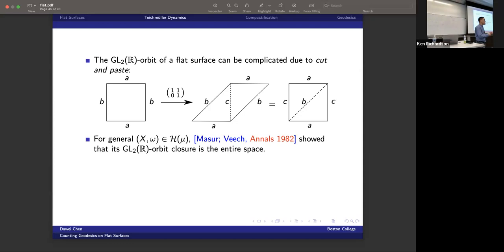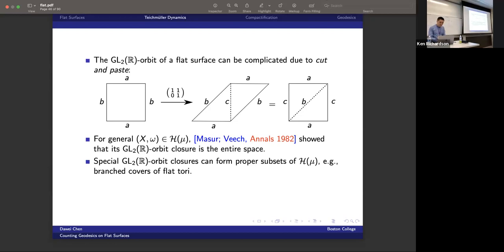However, if you drop this assumption of generality and take a special GL2R orbit, then people do know some examples where the special GL2R orbit closures form a smaller proper subspace. One way to construct such a smaller orbit closure is by using branched covers of a flat torus. A flat torus is easier, but I can change it by using GL2R to any other parallelogram.